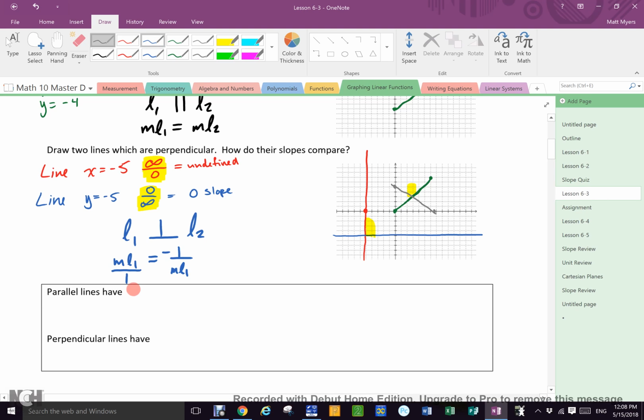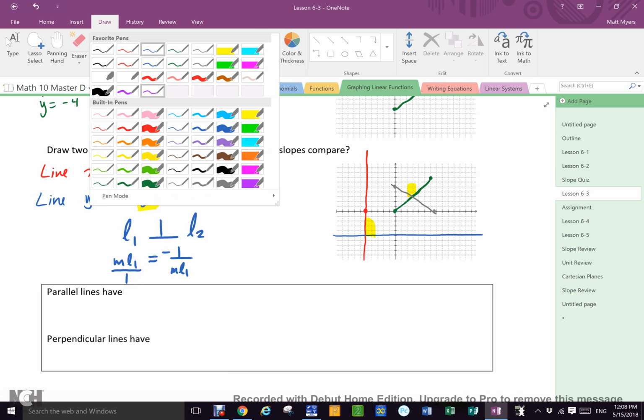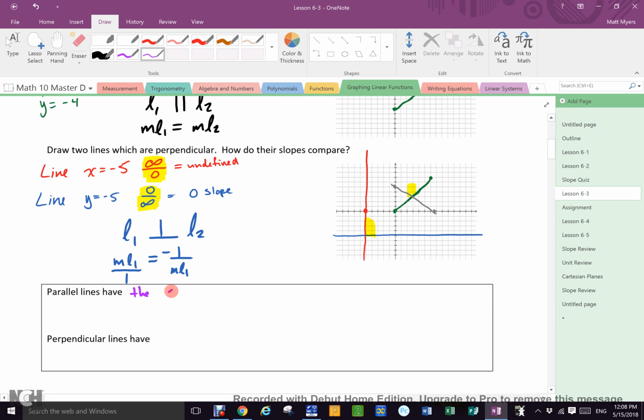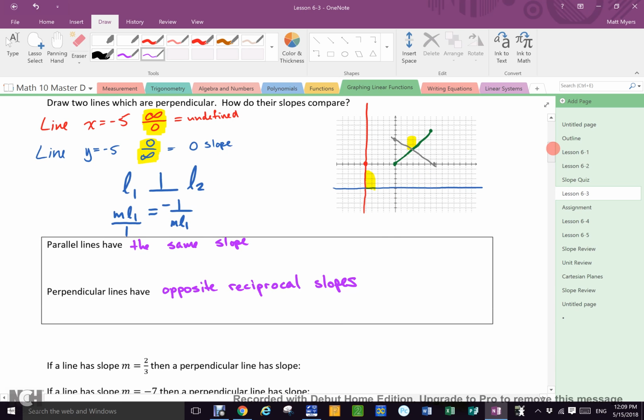So what does that tell us? Parallel lines have what? The same slope. Right? And perpendicular lines have opposite reciprocal. Agreed? Everyone agree? Okay.